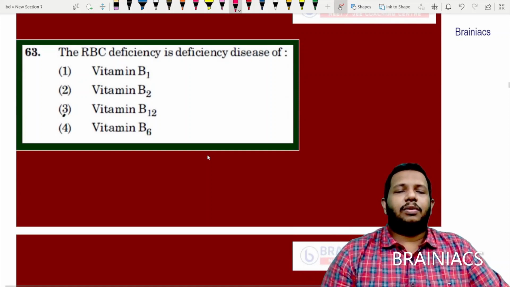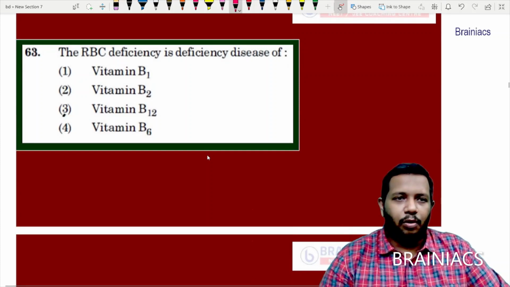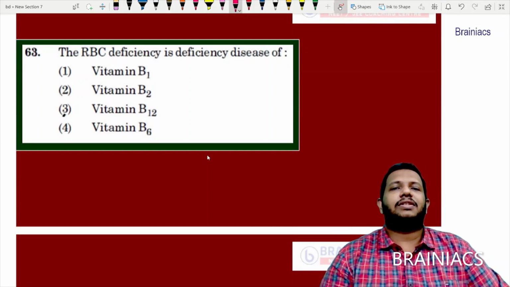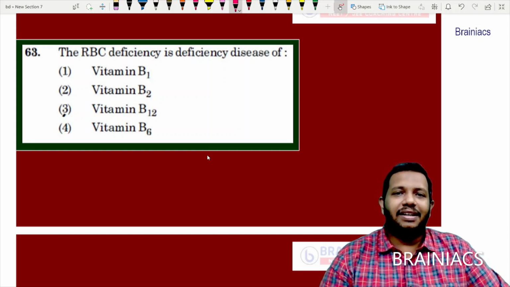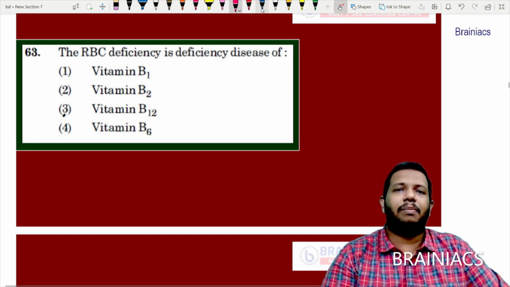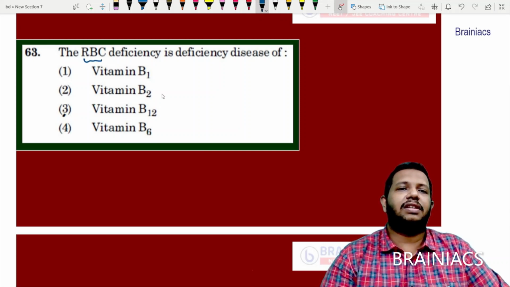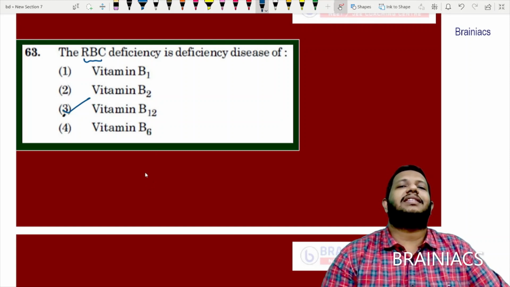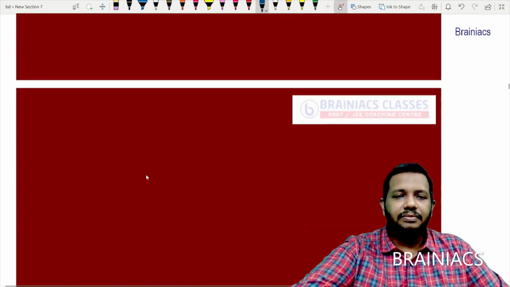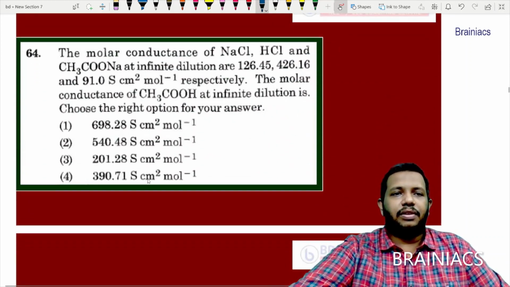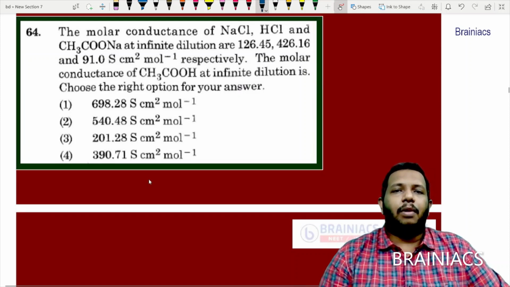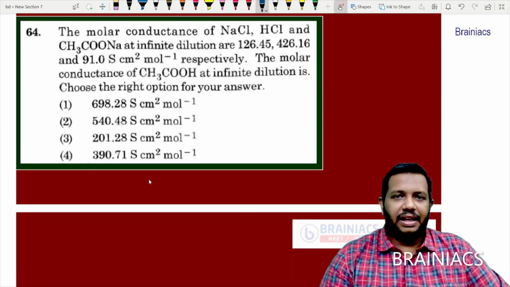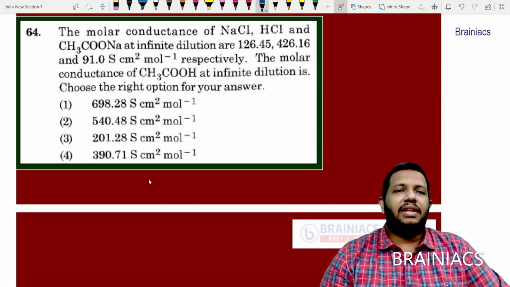Coming to the next question, this is from the chapter biomolecules. RBC deficiency is a deficiency disease of this. We are even learning it in our biology chapter. We know that RBC, red blood cell, deficiency is because of vitamin B12. So option 3 is the correct answer. Okay, so we have the next question in front of you. You can see the molar conductance of NaCl, HCl and CH3COONa at infinite dilution.